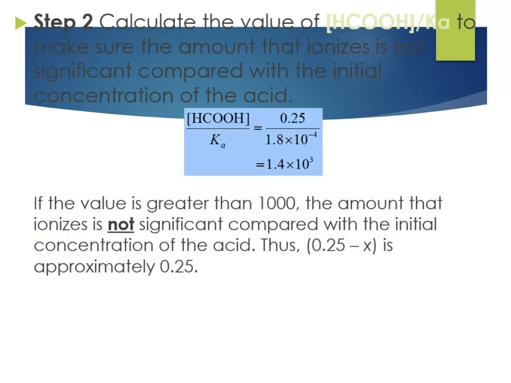Now pay attention to this step very closely, because we are going to make your life much easier. There is an approximation that is allowed in these calculations under special circumstances. If we divide the concentration by the Ka value and get a number that is greater than 1000, the amount that ionizes is not significant in comparison to the initial concentration of the acid. In this example, the value is over 1000, so the 0.25 minus x can be simplified to 0.25. This means no quadratic formula.